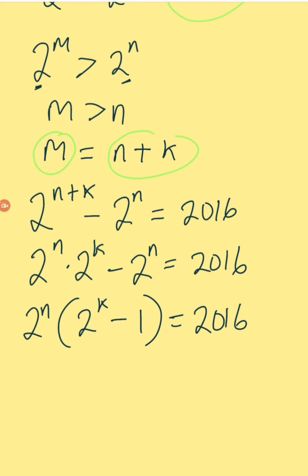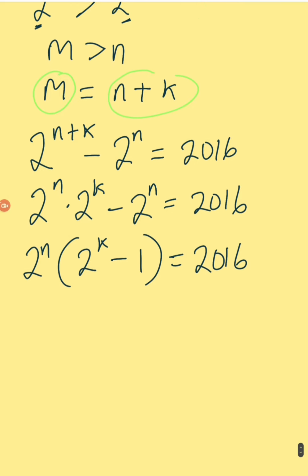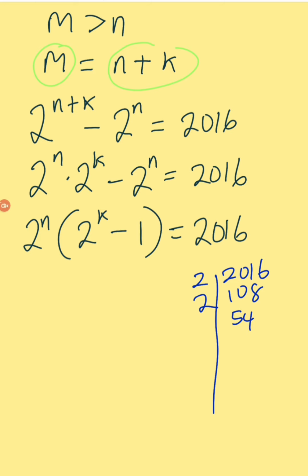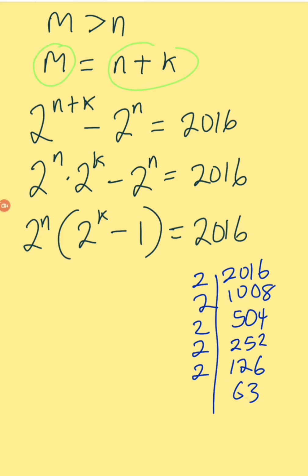Then, from here, you can try to factorize 2016 to see if you get something meaningful. Let's break it down. 2 here gives us 1008. 2 divide 1008 is 504. 2 divide 504 gives us 252, and 2 here gives us 126, 2 here gives us 63, and 2 cannot go again. You can just stop here for now.